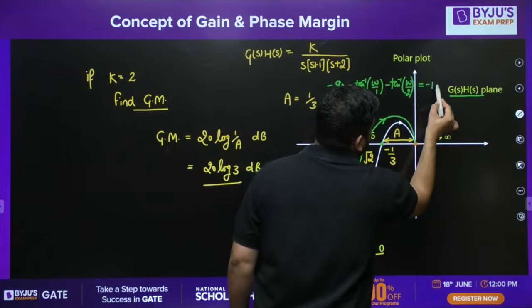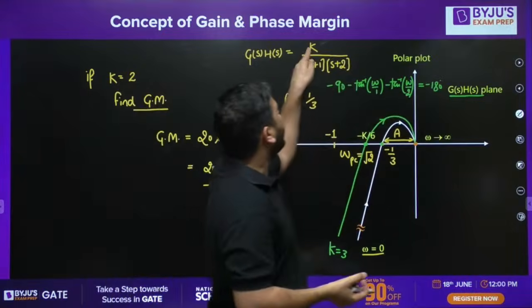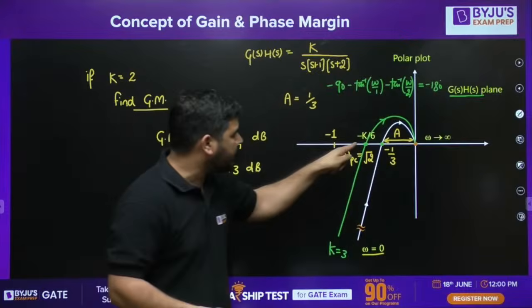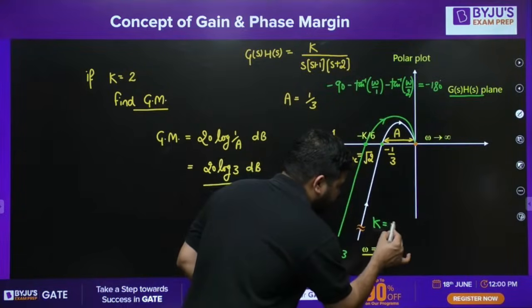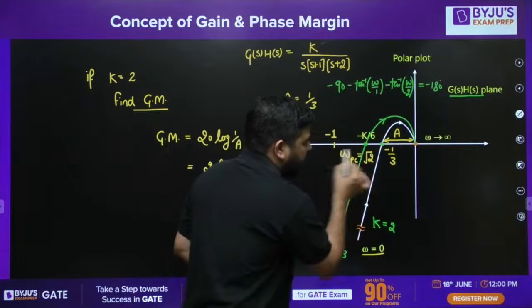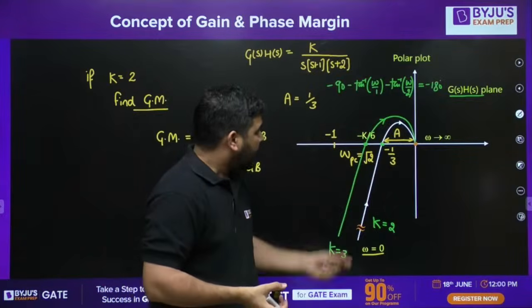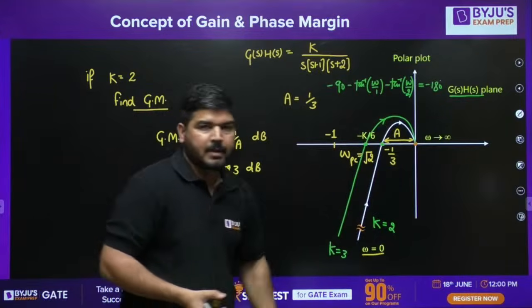And this has to be minus 180 at omega pc. So if you are varying k, this phase will not change. It means the omega pc will remain at the same point. Now for k equal to 2, let's say this was the polar plot. This was omega pc, that was root 2. Now if I am increasing the k value, then the polar plot will change, and you can see that omega pc will remain the same.